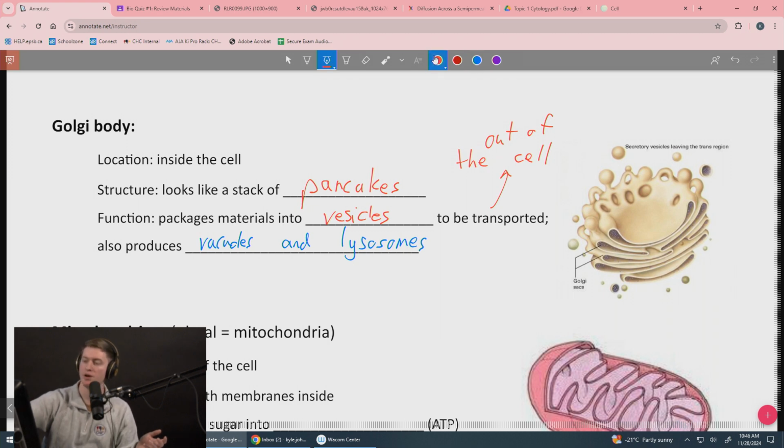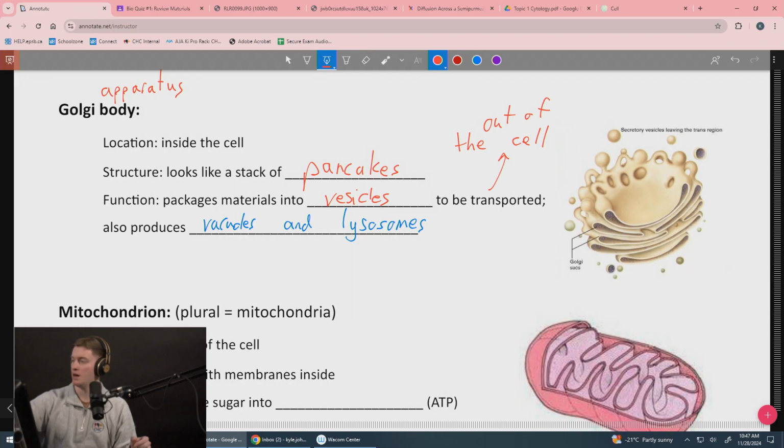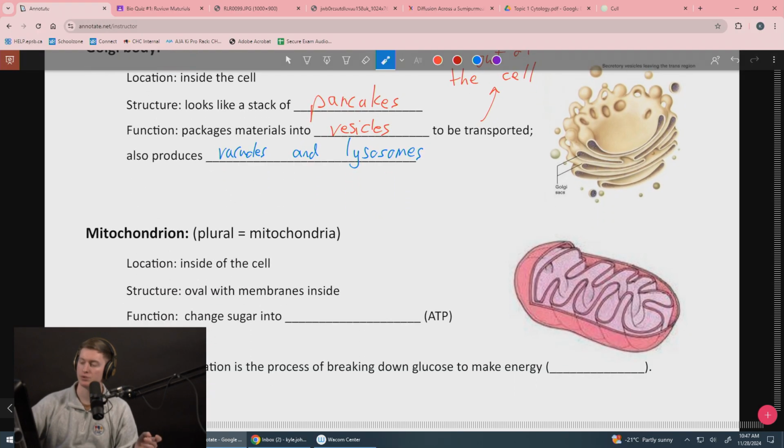Last note on the Golgi body. On the diagram, I labeled it as the Golgi apparatus. Same thing. Golgi body, Golgi apparatus, same thing. Here's a diagram. These little spheres here are membrane-bound vesicles that have been packaged and that are leaving the Golgi body to go out of the cell. The word Golgi is not a scientific word. It's actually a name of the scientist. It's named after a scientist who discovered the function of this organelle.